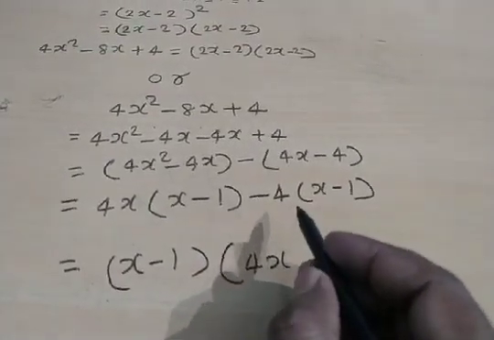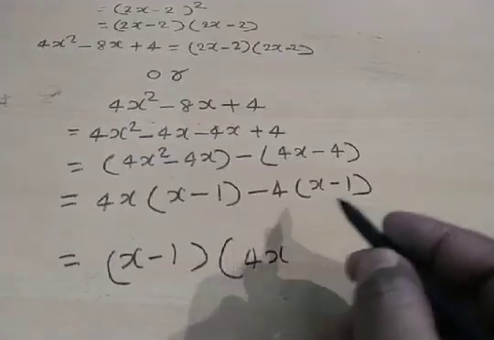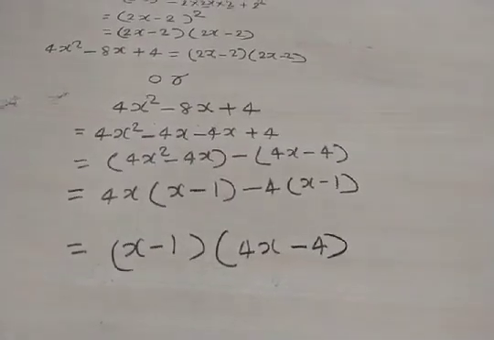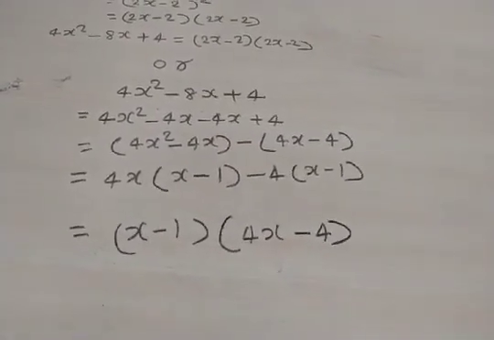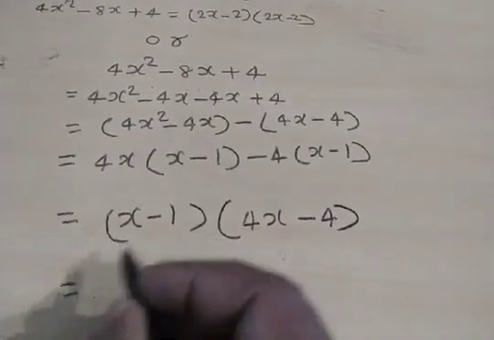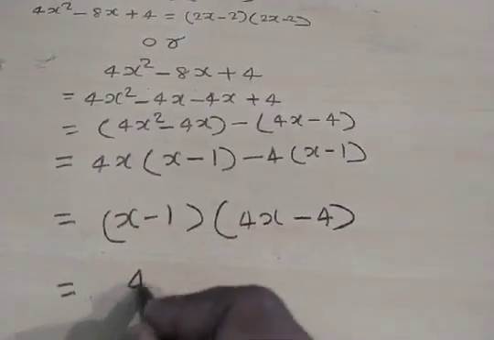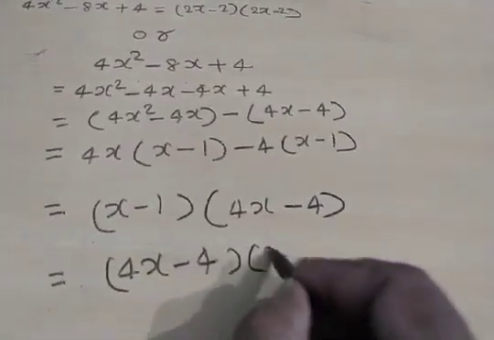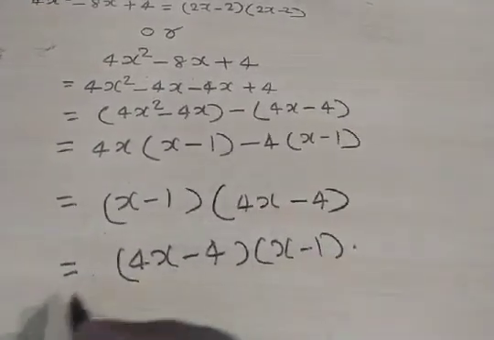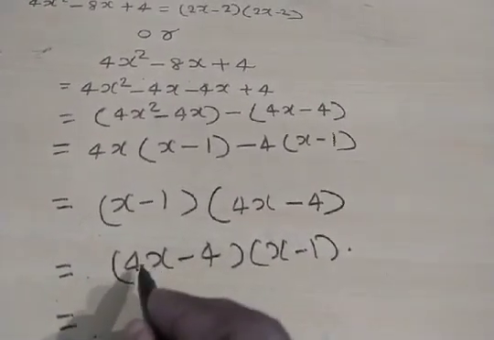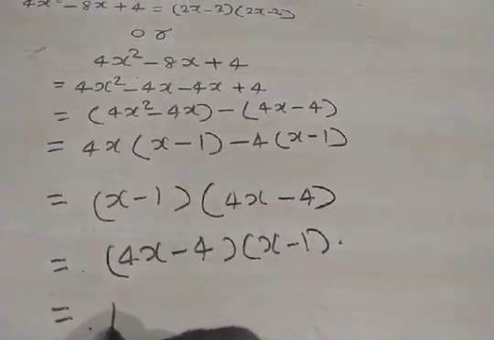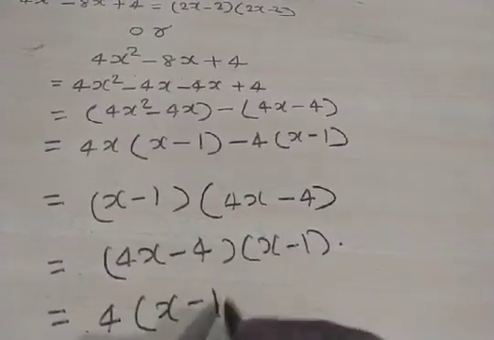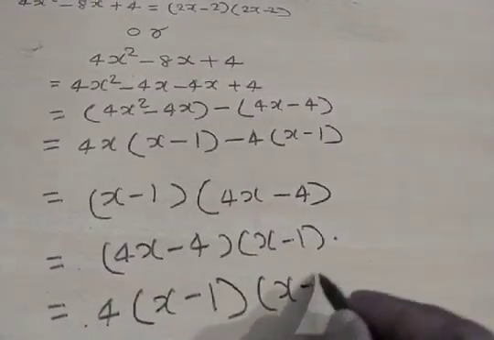Clear? And here we obtain minus 4. Clear? This is clear. Also you can take common. I also can write here like that 4x minus 4, change the order, and the x minus 1. Clear? So here you can take common 4 because here 4 is common. So take common 4. So here we obtain x, we obtain 1. So in this way we obtain minus 1.